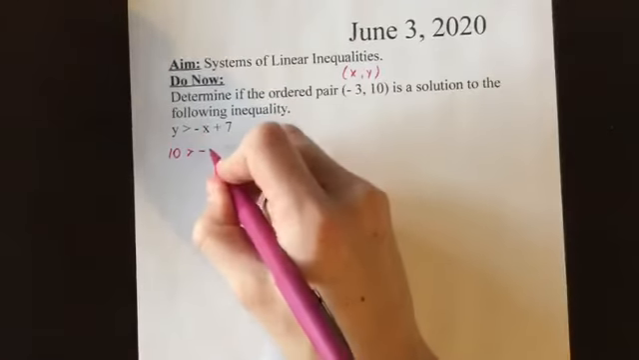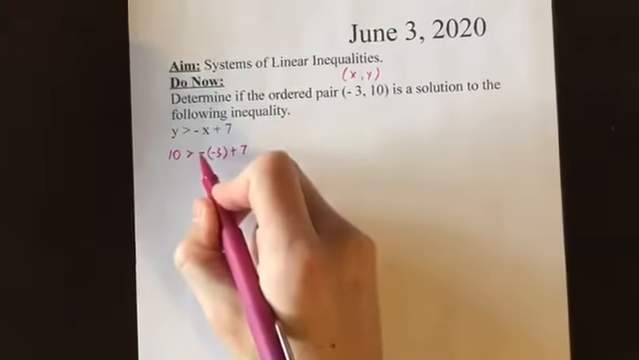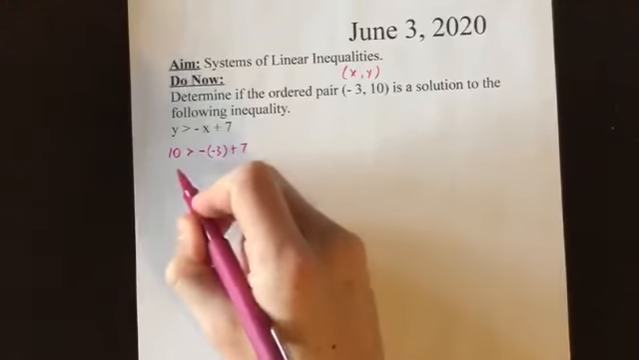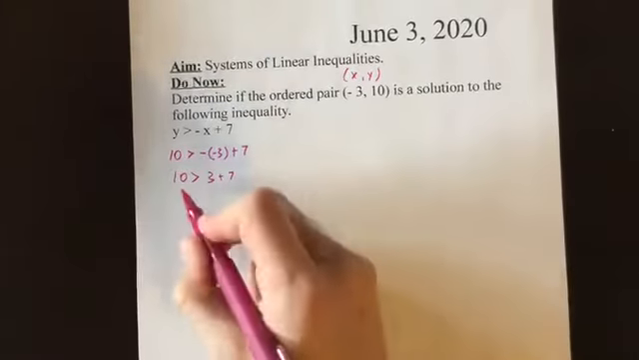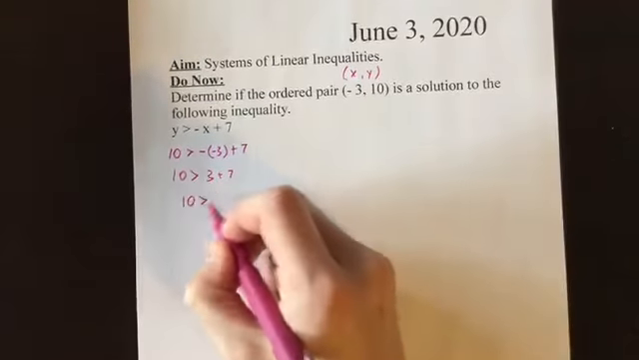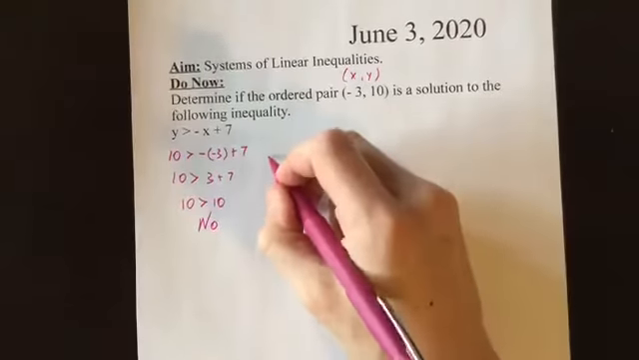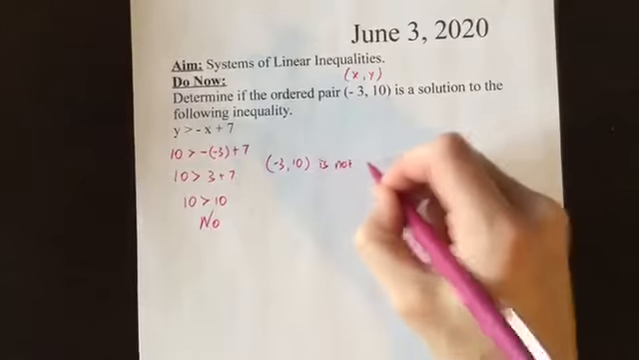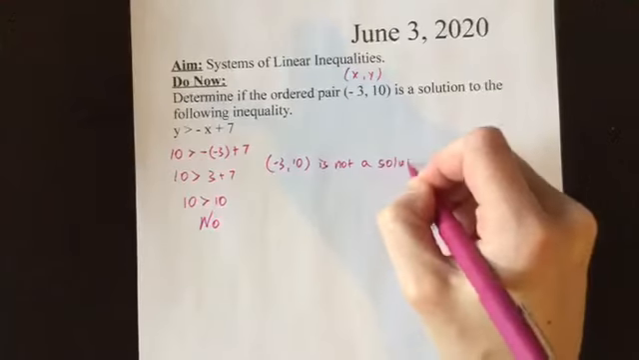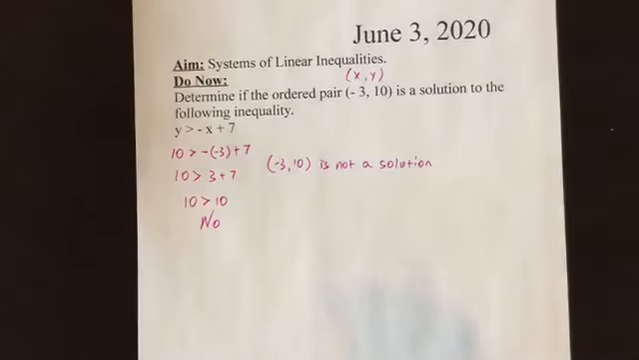So we've got that negative. Now I substitute in for x: -(-3) + 7. So we've got that double sign. Negative times a negative is a positive. So 10 is greater than 3 + 7. 10 is greater than 10? No, it is not. So (-3, 10) is not a solution. It does not hold true for that inequality.